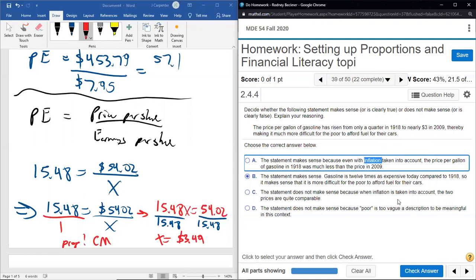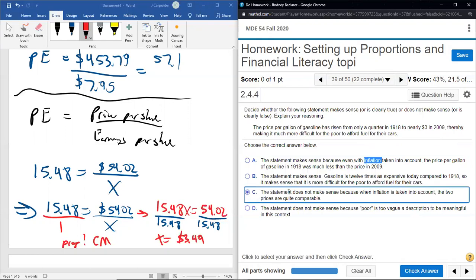So the statement does not make sense because when inflation is taken into account, the two prices are quite comparable. And this is a long time, 90 years for prices to have inflated from a quarter to $3. I'm kind of thinking C might be it, that it doesn't make sense because inflation would take that price from 25 cents to $3 over 90 years. Next up, the statement does not make sense because poor is too vague a description to be meaningful in this context. A lot of people might want to say D for argument's sake, but it's definitely not. Let's see if it's C.